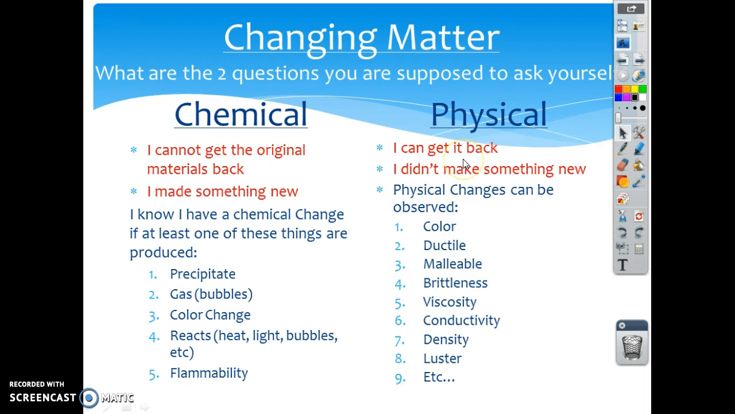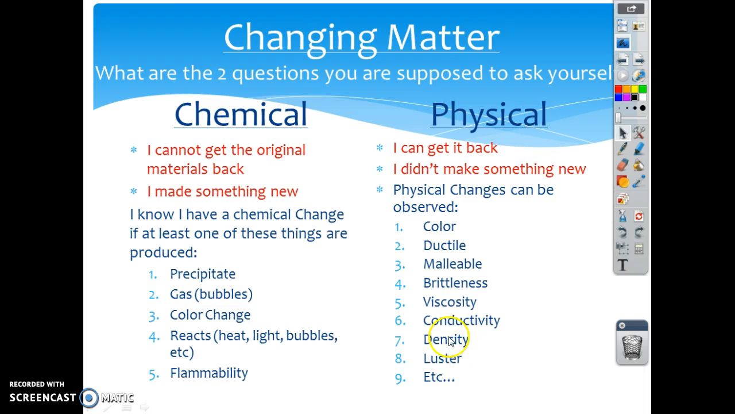How about on the physical side? I can get it back and I didn't make something new. I can also observe all these things without changing anything. I can say that my shirt is green without changing my shirt. I can demonstrate that something's malleable and can be bent without changing it. I can shatter a light bulb and it's still glass because it's brittle. I can measure the density of something and I didn't create anything new.